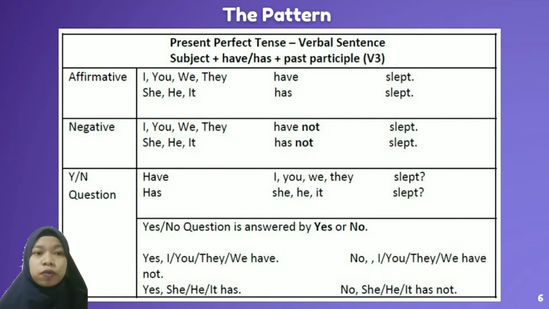And then for yes/no question, the pattern is have or has is added at the first of the sentence and followed by subject and then the verb 3 or past participle. So the question can be in the form of, has she or he slept? And then the answer is subject. If the answer is yes, the pattern is yes, subject, have or has, and for no, subject, have or has not.